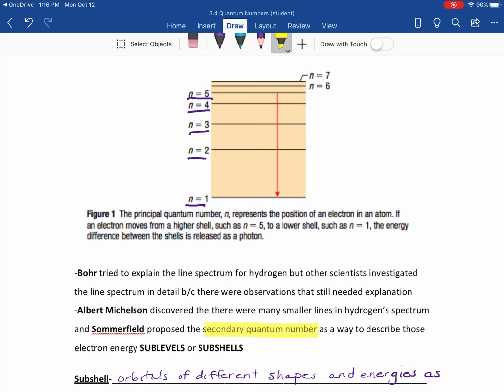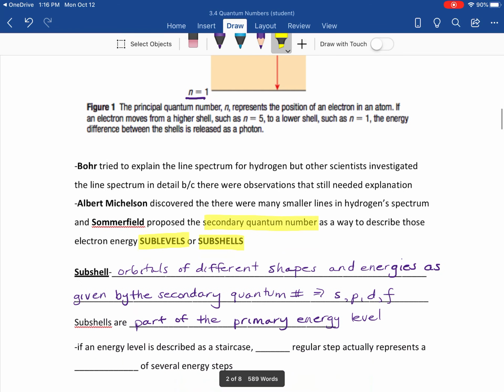We're going to get there. But just to let you know, the secondary quantum number describes those other little lines as sublevels or subshells. We're going to get there, I promise. So what is a subshell? I already wrote it because it's a lot. A subshell is an orbital of different shapes and energies as given by the secondary quantum number: S, P, D, and F. We'll get to that.